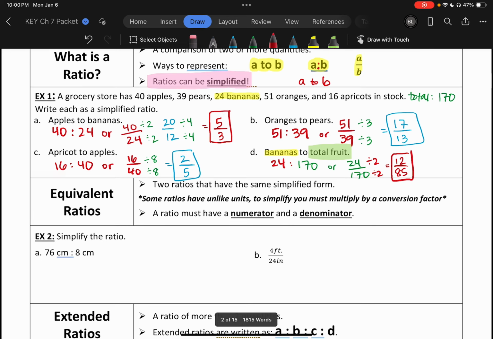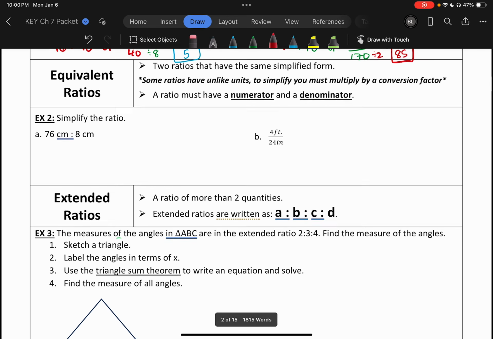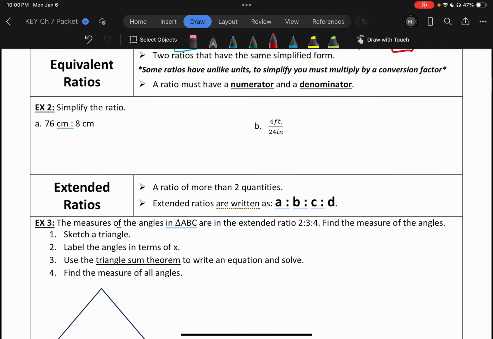So we'll go ahead and jump ahead to the next section, where we're going to start looking at equivalent ratios. Equivalent ratios, by definition, are two ratios that have the same simplified form. And what you'll start to notice when you're looking at equivalent ratios is that some of these ratios are going to have units that are different, so unlike units. For us to be able to simplify this, you have to multiply by some kind of conversion factor. And this part right here is going to be extremely important.